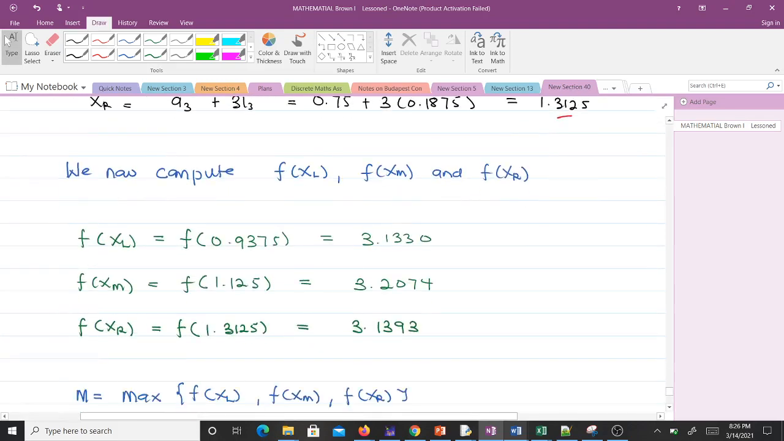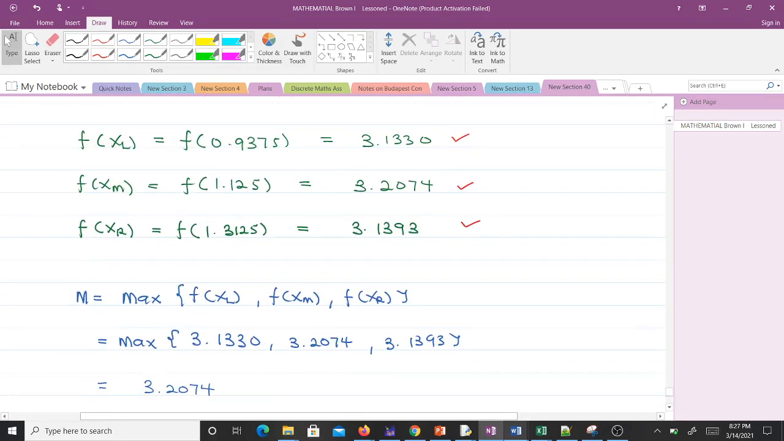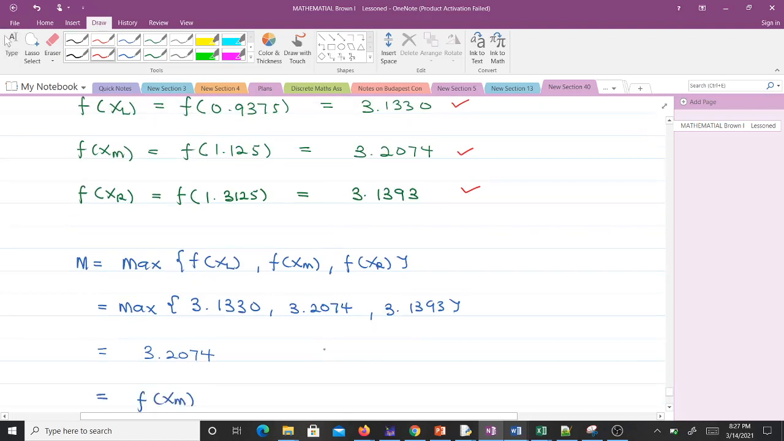So computing that gives us, so f of XL will be f of 0.9375. So you put 0.9375 in the objective function wherever you find x. That will give you 3.1330. F of xm will give you 3.2075, and f of xr will give you 3.1393. So you can see m is equal to the maximum of these, and that corresponds to 3.2074, which is f of xm, right?